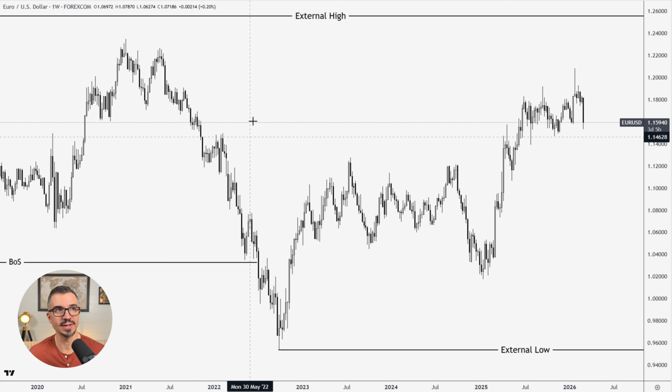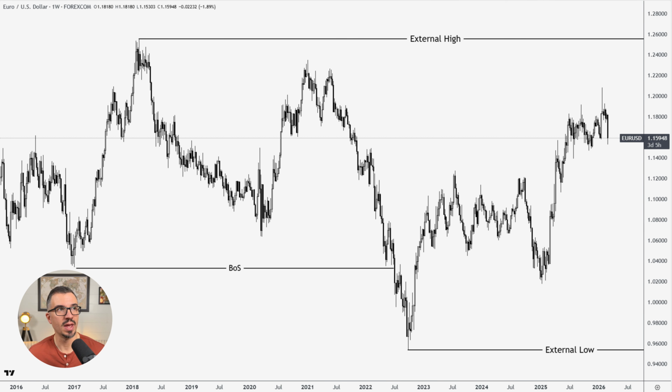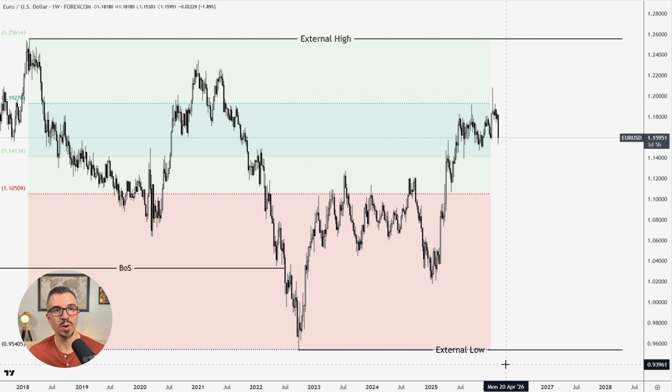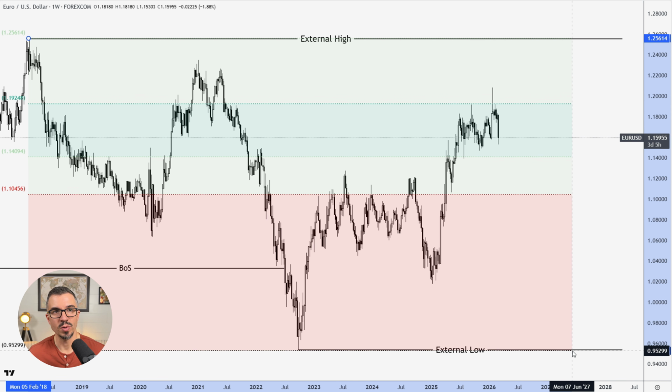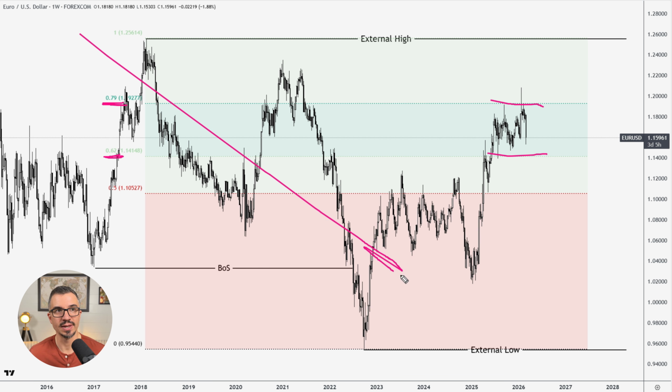But this right here tells us that off of this external high, if we take from external high up here to external low, look at where we just entered into, look at where we are currently. We are in OTE, optimal trade entry. That's the area between the 62% and 79% retracement. Notice over here, 62% to 79%. That's this dark green area. That's exactly where the euro is right now, within this downtrend.